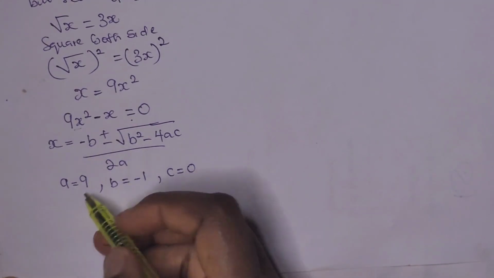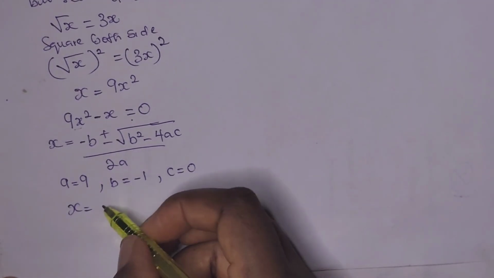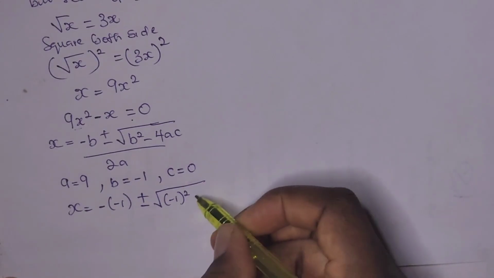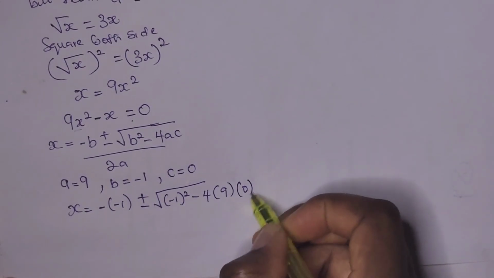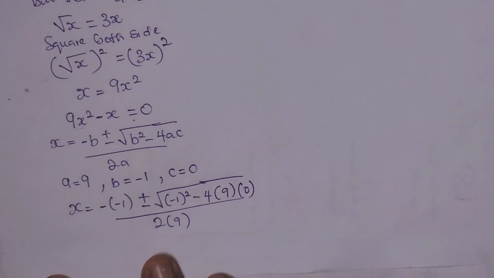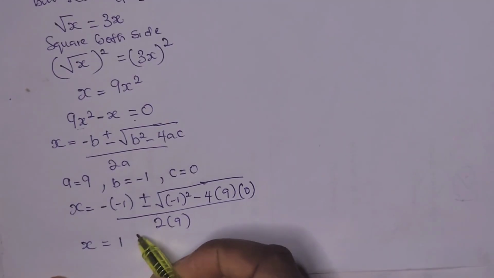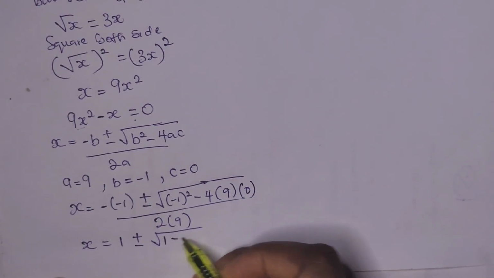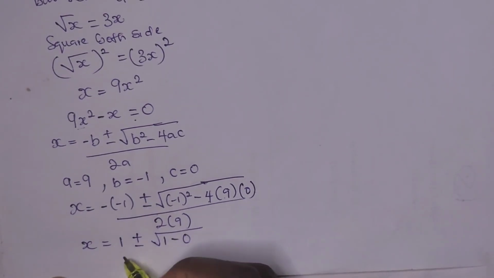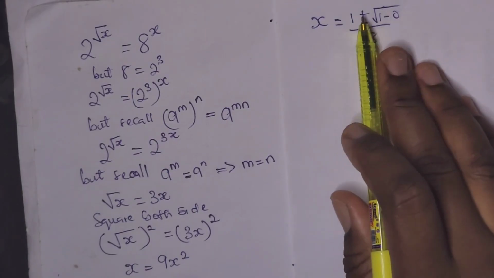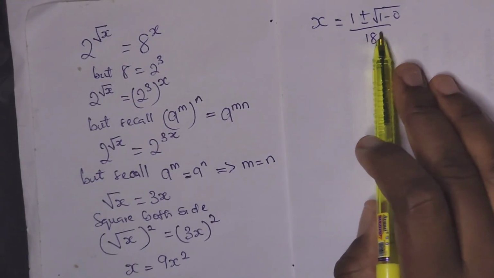So inputting these values here, we have x equal to minus b, which is minus of minus 1, plus or minus square root of minus 1 all squared minus 4 times 9 times 0, all over 2 times 9. So this is x equal to 1 plus or minus root 1 minus 4 times 0, which is 0, over 2 times 9, which is 18. x equal to 1 plus or minus root 1 minus 0 over 18.